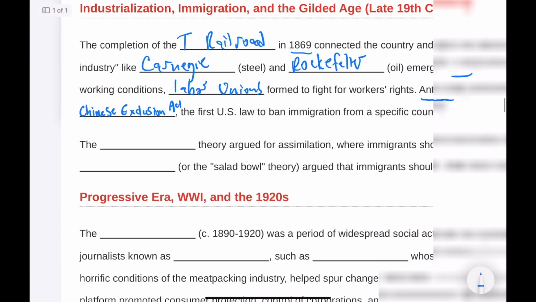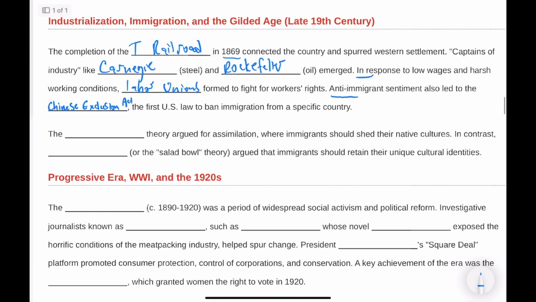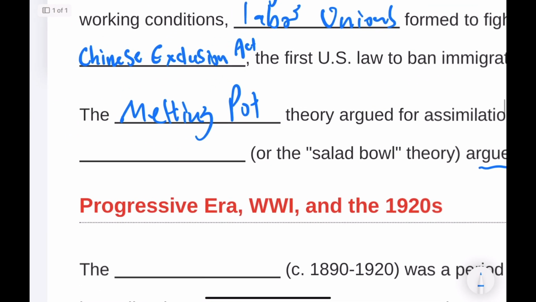All right, let's keep it going. The blank theory argued for assimilation, where immigrants should shed their native cultures. So this was the melting pot. And in contrast, blank or the salad bowl theory argued that immigrants should retain their unique cultural identities, and that is called pluralism.